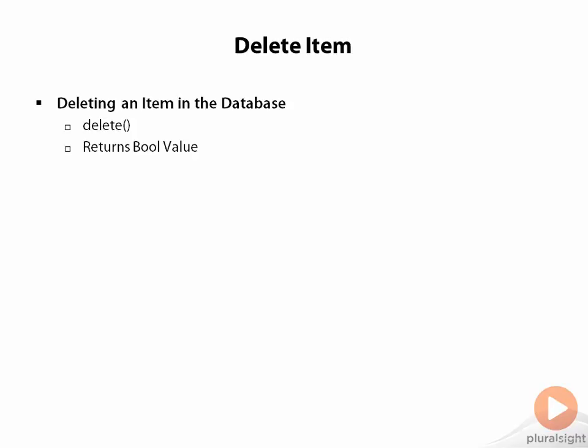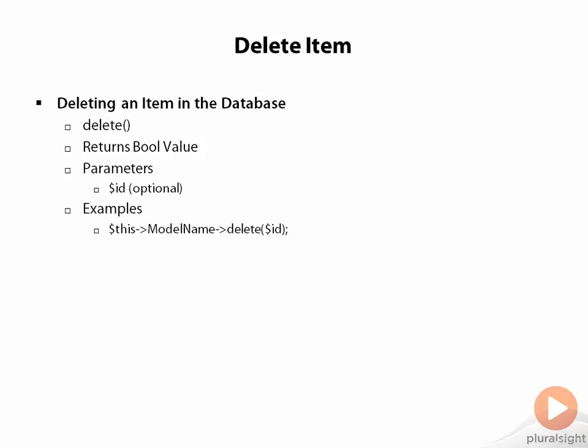On occasion, you will need to remove an item from the database. In that case, we use the delete method. This returns a Boolean value, which will be true or false based on its success. The delete method takes one optional parameter, which is the ID of the item you are trying to remove from the database. For example, we would use this, the model name, and then the delete method with the ID being passed as the parameter.